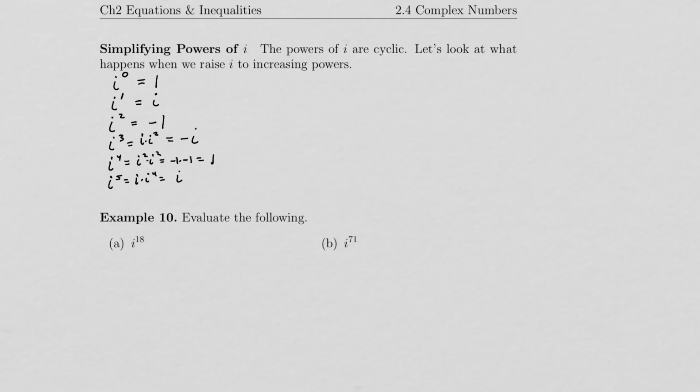If I do i to the 6th, I'll write it as i squared times i to the 4th. Well, we know i to the 4th is 1. i squared is negative 1, so this is going to be negative 1. It turns out i to the 7th is going to be negative i. And then i to the 8th is going to be 1 again. So notice here that the pattern repeats, right? After every 4, it repeats.